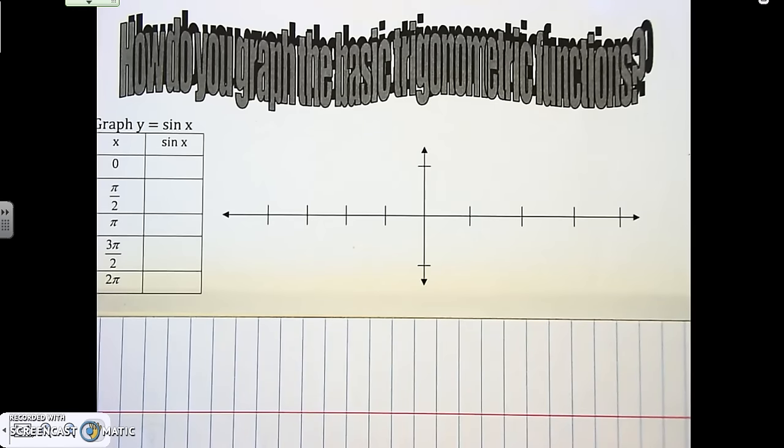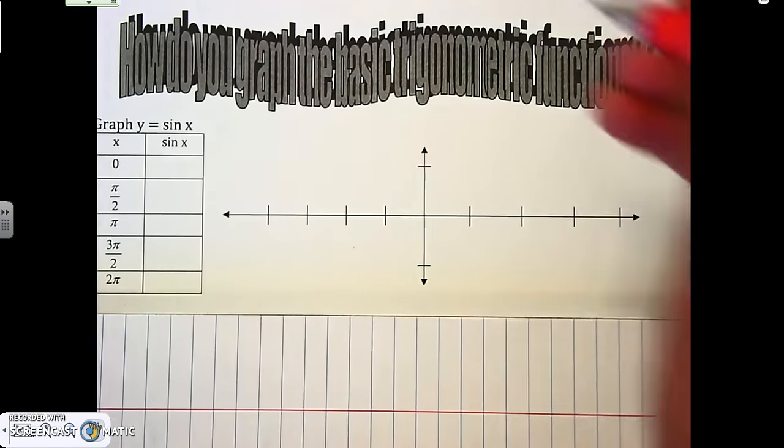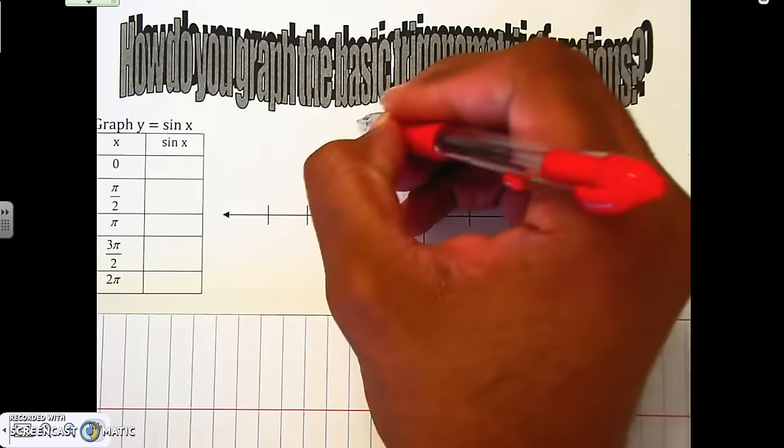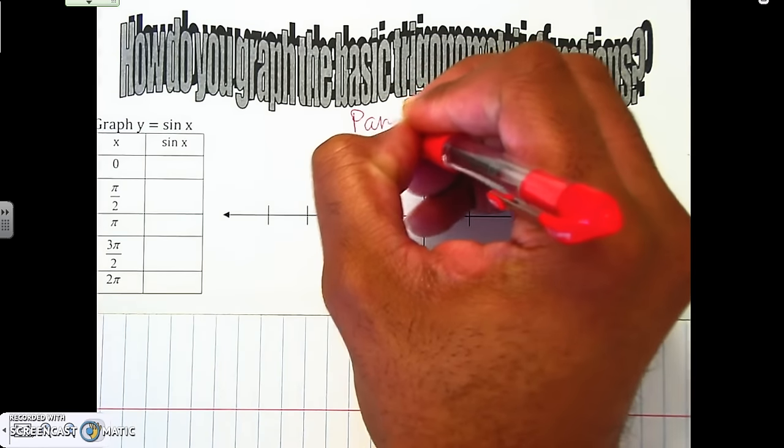We did this already when it came to our foldable earlier in the year. But now we're going to go more in depth and we're going to start doing transformations with it and all that great stuff. But this is our parent graphs. This is a parent graph for sine and a parent graph for cosine. So if you need to write on this paper parent graph, write that on there somewhere. Let's put it right here. Parent graphs.